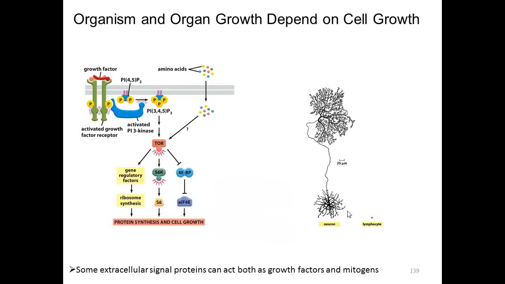There are growth factors that act primarily by receptor tyrosine kinases, and this is an example of growth. These are both one cell, but obviously this neuron is much larger than this lymphocyte.